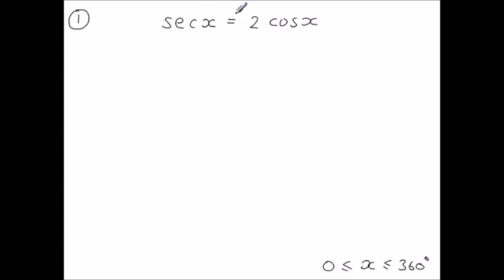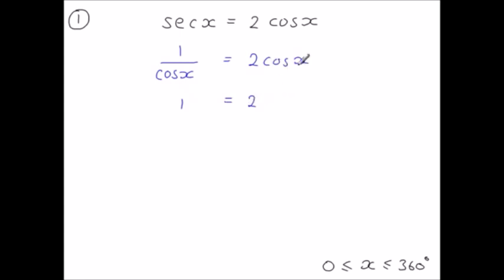Secant x is equal to 2 cos x. We're working out the values of x in this range here. So secant is 1 over cos. Multiplying both sides by cos x to get rid of this fraction.